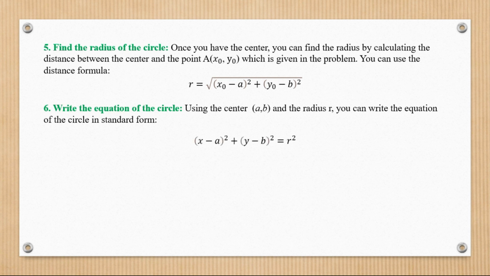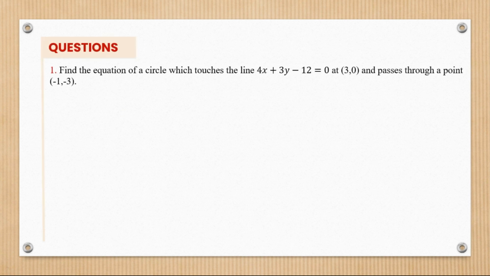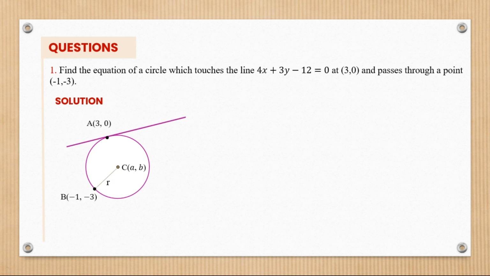Now this will make sense as we look at different examples. Example 1. Find the equation of a circle which touches the line 4x + 3y - 12 = 0 at the point (3, 0) and passes through the point (-1, -3). When someone looks at this, it actually looks complex because it looks like there is a lot to discover. We don't have a radius, we don't have a center. How do we find the equation of a circle? We should just follow the steps. So first of all, let's sketch this. So this is what we actually have.